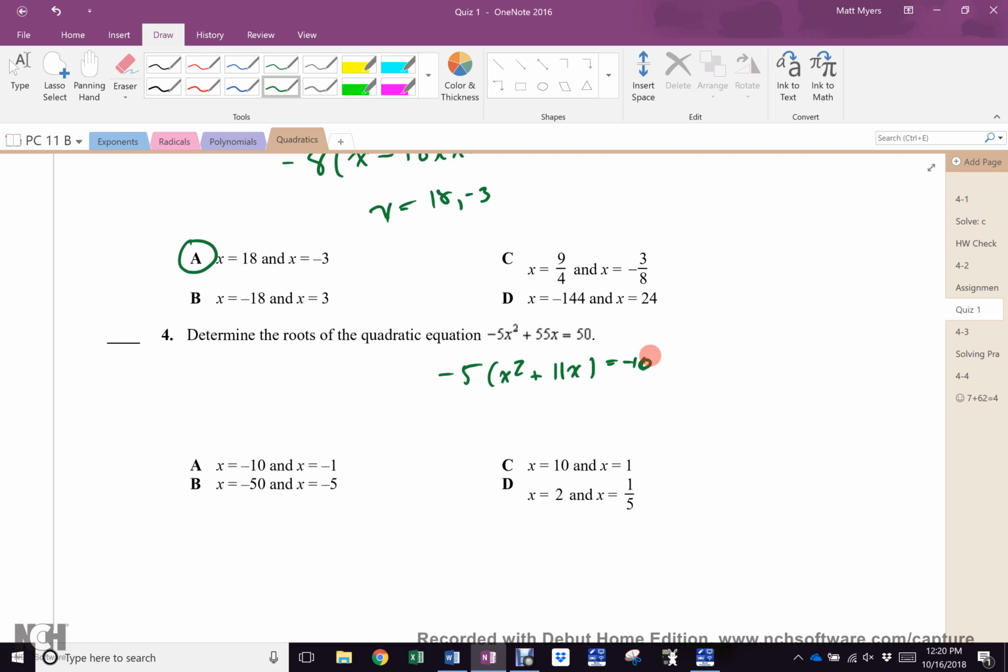Anyways, sorry, I took out a negative, so that's negative 11, so it's negative 5x squared minus 11x plus 10, which is, of course, 10 and 1, negative 5x minus 10, x minus 1, so x had to be positive 10 and 1, C.